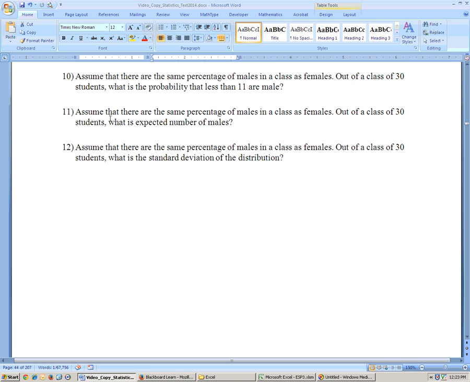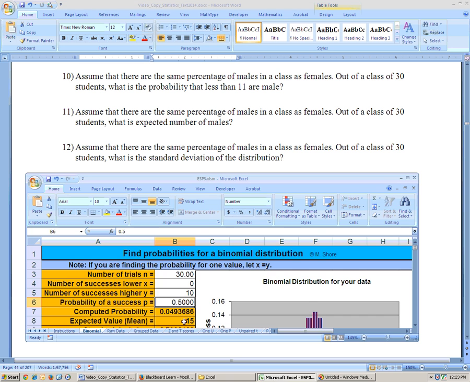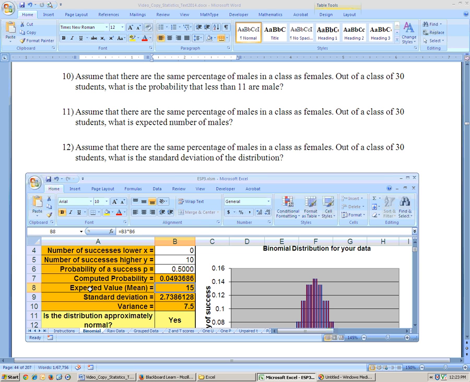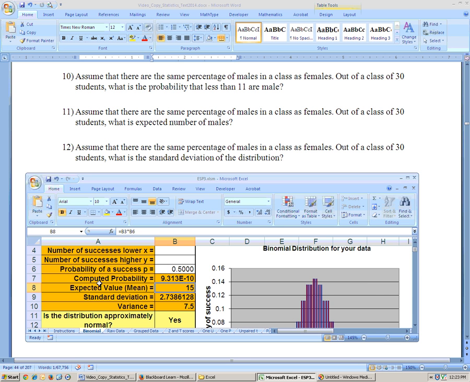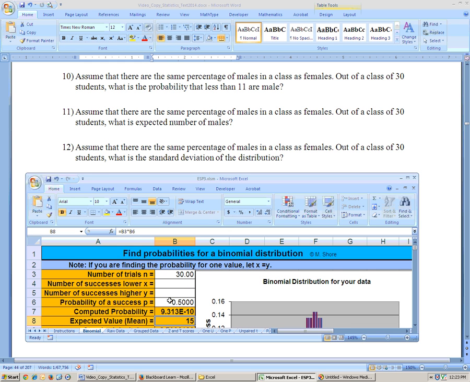Okay. 11 says, assume the same percentage. Out of a class of 30 students, what is the expected number of males? Well, the expected number of males is 15. That's the expected value, or that's the average amount. Now, you don't have to have the X or the Y in there, and you still get the correct expected value. The formula for that is just N times P.